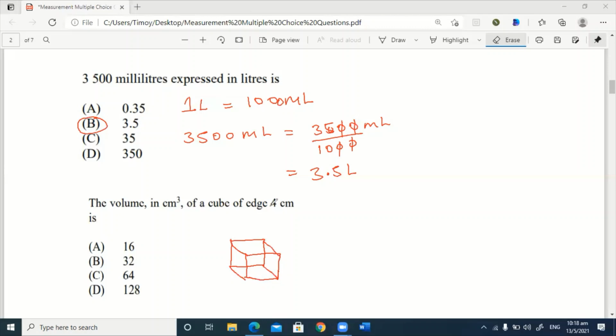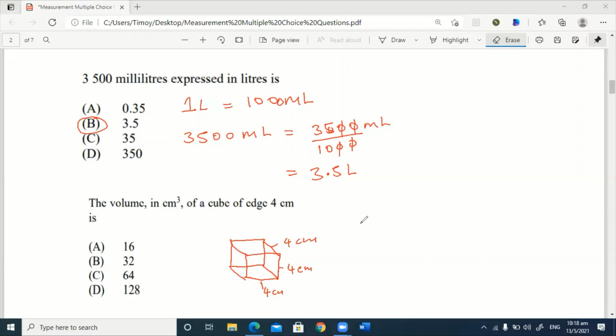Now they tell us that the edge is 4 centimeters. So they are saying that this side here is 4 centimeter. The height here is 4 centimeter. Right? And this side around here is 4 centimeter. That's what they are saying to us. So they want us to find the volume.